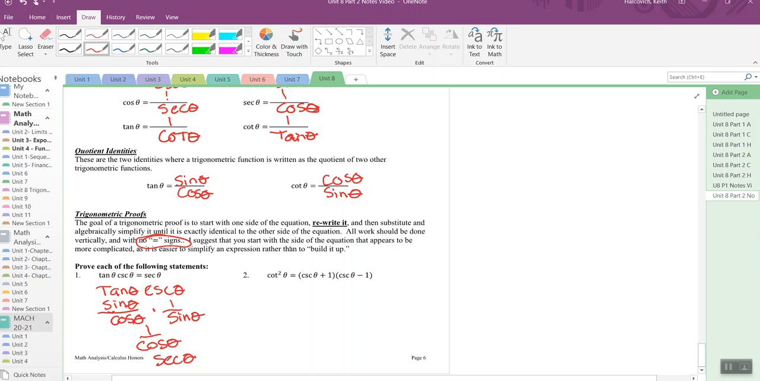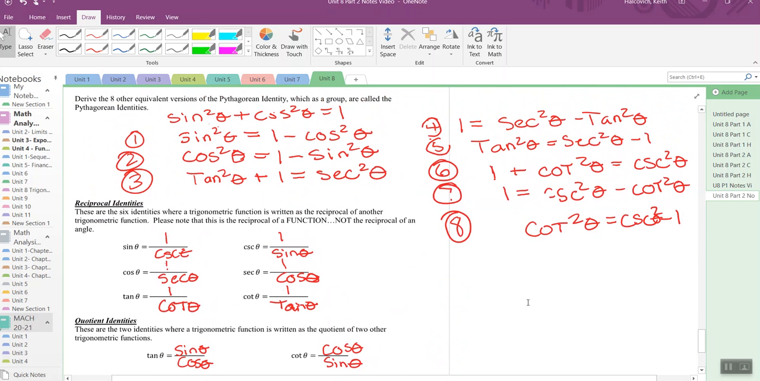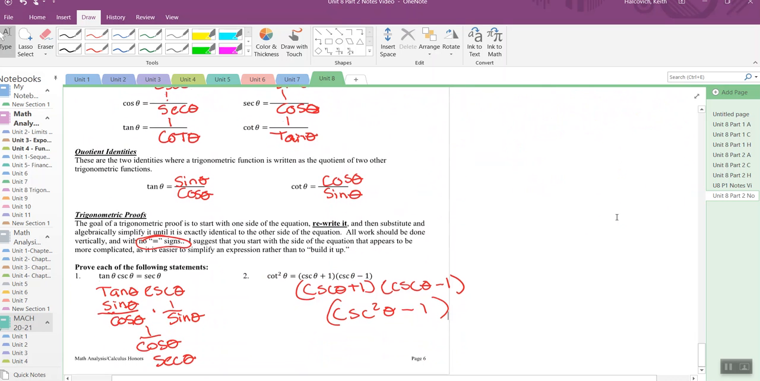So same thing here. Now here I'm going to start with the right. I'm going to multiply cosecant plus 1 times cosecant minus 1. And that's going to give me cosecant squared minus 1, which, if you remember, is the same as cotangent squared.